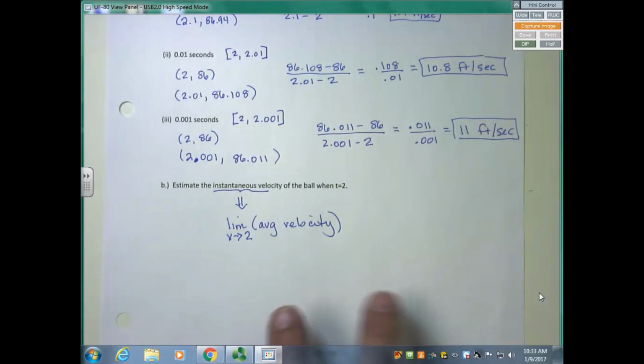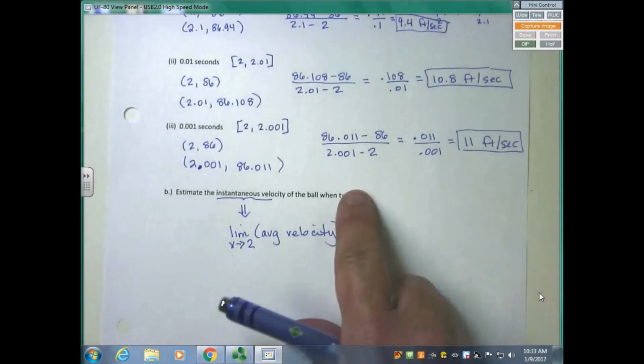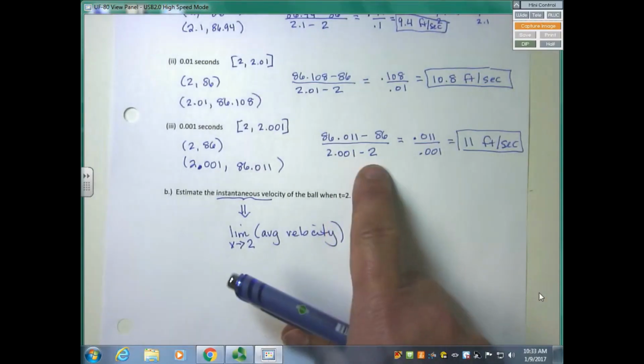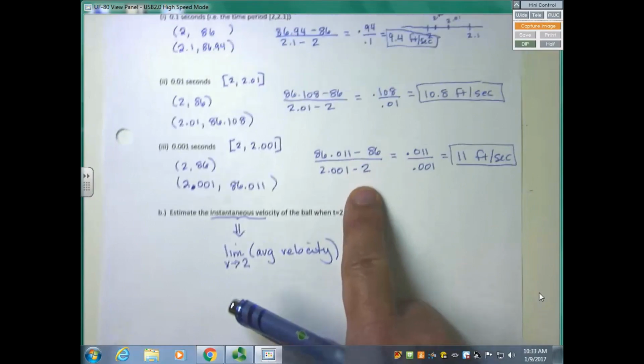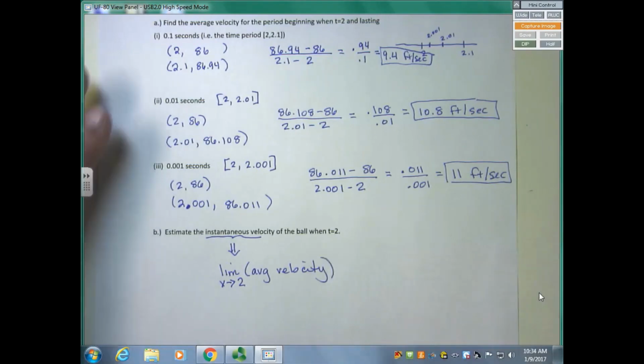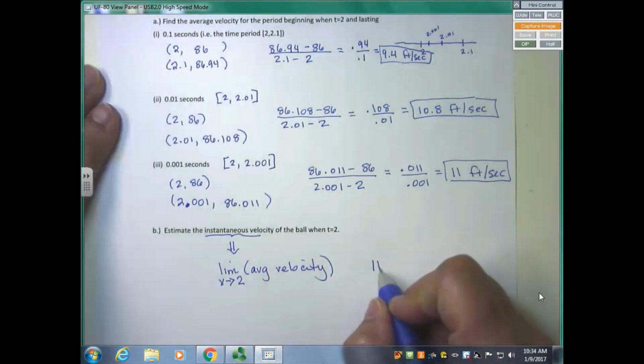I always have students that say, well, how can I find the velocity if I just have 2? Because you can't do y2 minus y1. Well, you can't. That's why we went through steps 1, 2, and 3 up here, because we can get really, really close to 2, and then that's our limit. So the instantaneous velocity when the ball is at 2 seconds is 11 feet per second.